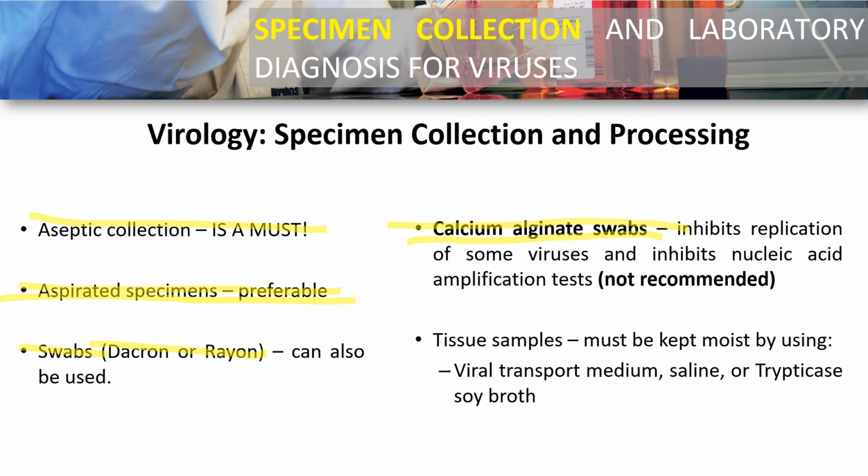Okay, class, remember, if it is not an aspirated specimen, you can use a swab. The swab, class, should be Dacron and/or rayon. It cannot be calcium alginate. For tissue samples, they must be kept moist by using viral transport media, VTM. Saline can also be used, and also trypticase broth. But the one usually used in hospitals and virology laboratories, please highlight, is viral transport medium.